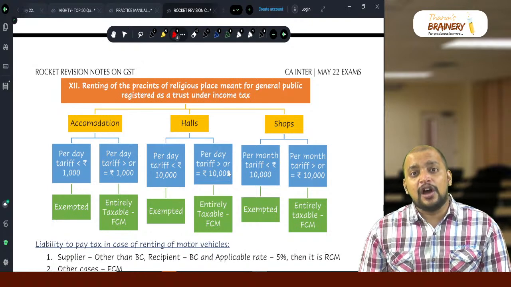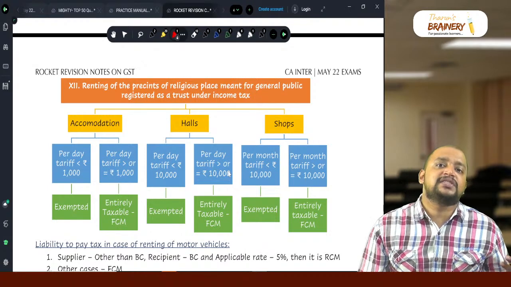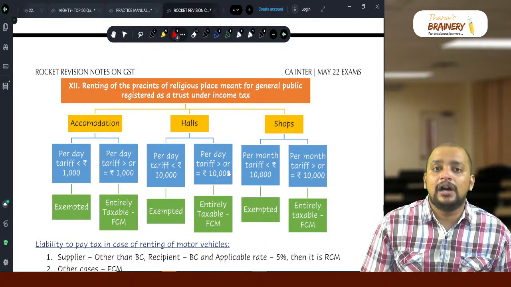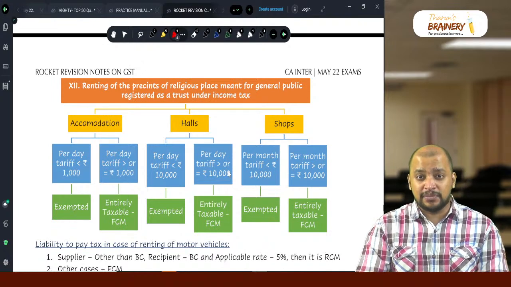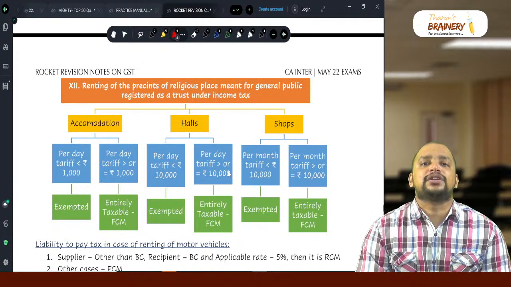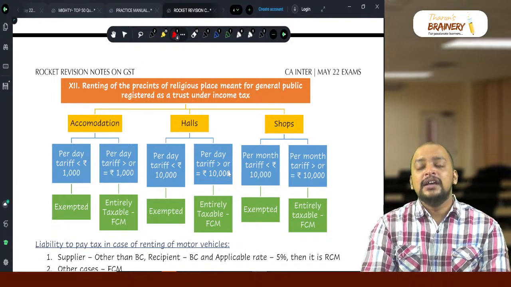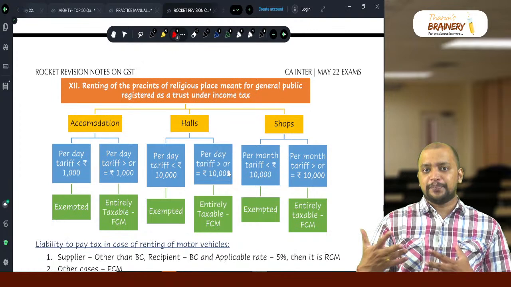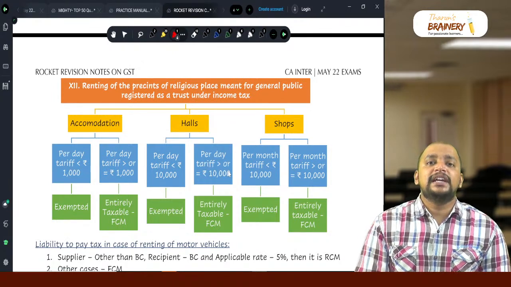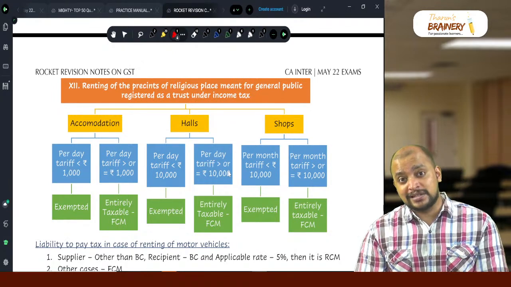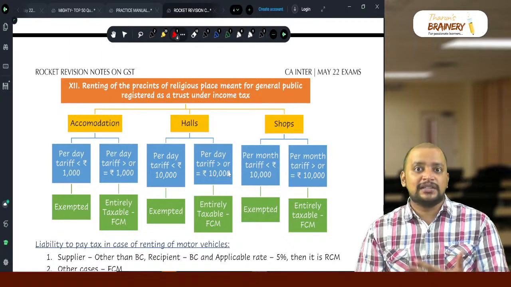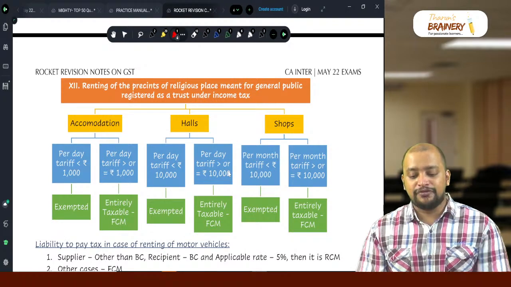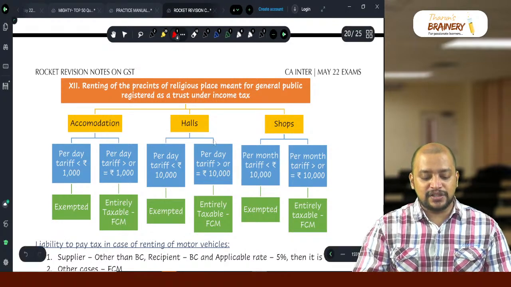Then renting of the premises for conducting marriage functions, halls, etc. So then in that case, per day if it is less than 10,000 exempted, per day if it is greater than or equals to 10,000, it will be entirely taxable. Suppose if it is rented for shops, then in that case if it is less than 10,000 rupees per month, then it is exempted. If it is greater than or equals to 10,000 per month, so fully it will be taxable. So that is with respect to this.